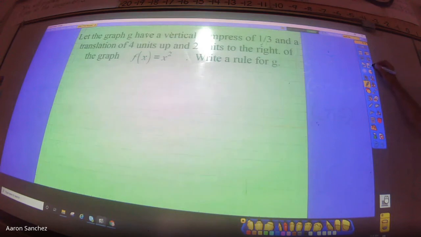Okay, let graph g have a vertical compression of 1/3 and a translation of 4 units up and 2 units to the right of the graph f of x equals x squared. Write a rule for g.